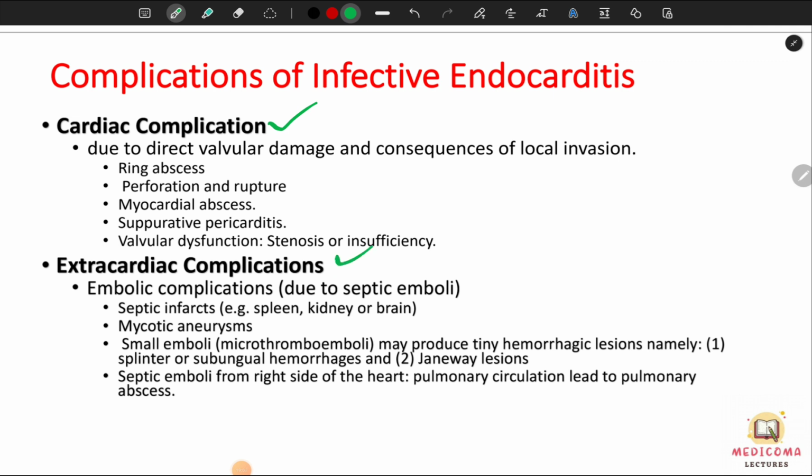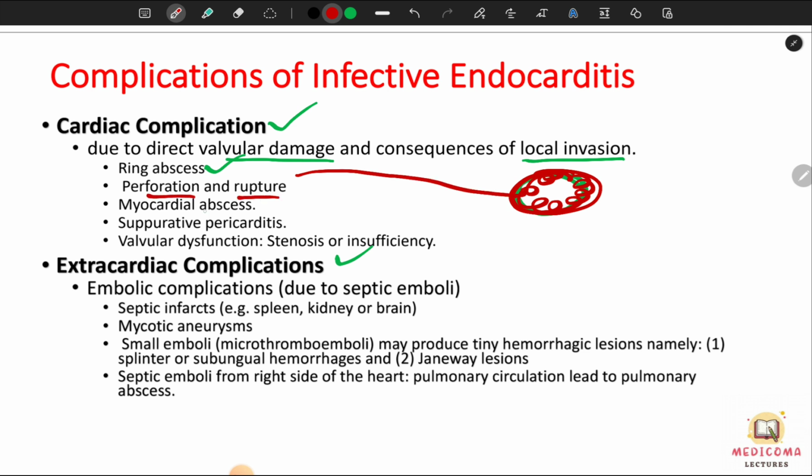Due to the direct valvular damage and consequences of the local invasion, there is formation of vegetations on the valve, which can lead to a ring abscess. And perforation and rupture of the valve or chordae tendineae, which can lead to regurgitation. And also myocardial abscess, suppurative pericarditis, and valvular dysfunction leading to stenosis and insufficiency. When the inflammation heals, there is formation of fibrous tissue, which can lead to stenosis and insufficiency.